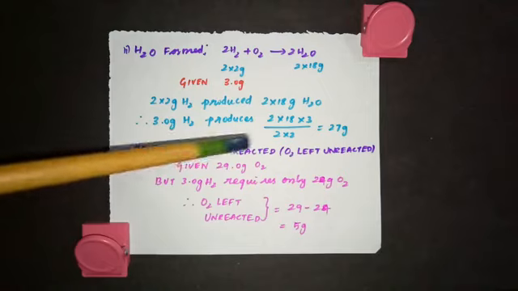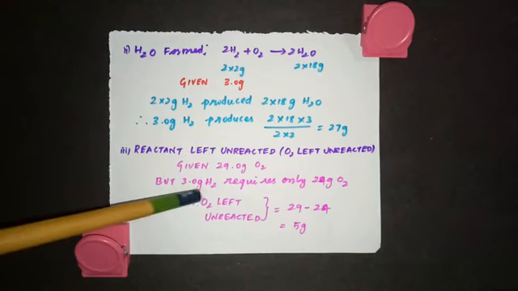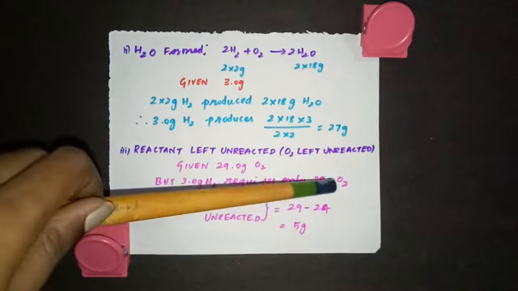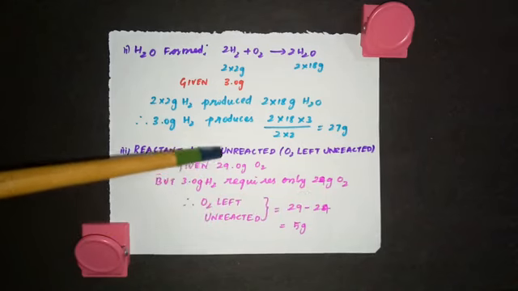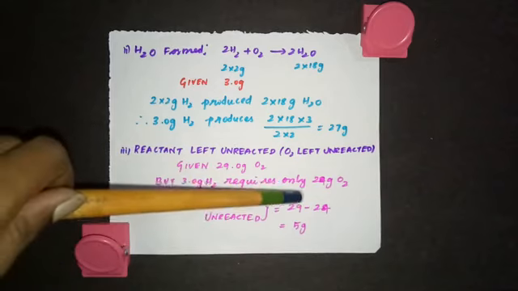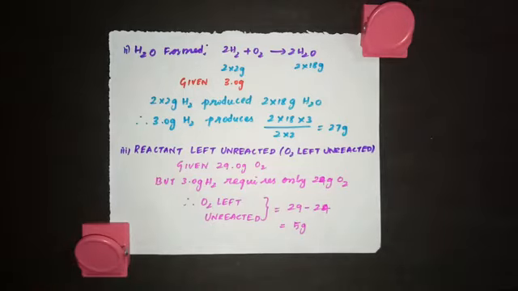What is the quantity of oxygen given? 29. But we have just calculated for 3.0 gram of hydrogen, what is the quantity of oxygen required? 24 gram. But what is the given quantity of oxygen? 29 gram. So what will be the amount of oxygen left unreacted? 29 minus 24. So 5 gram of oxygen will be left unreacted.